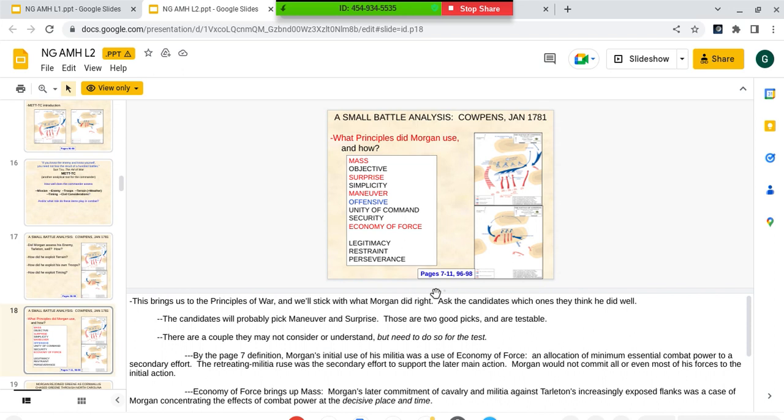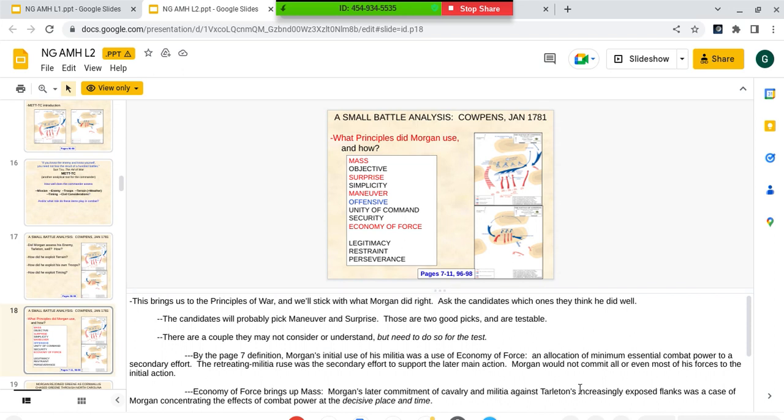It was the element of surprise because they faked a retreat. It was an element of maneuver because they cleverly lured them into this trap. It was also the element of the economy of force because he put only a few of his militiamen at the front to pretend to retreat, and then he put his Continental Army behind them on a hill to shoot all the British when they got too close.